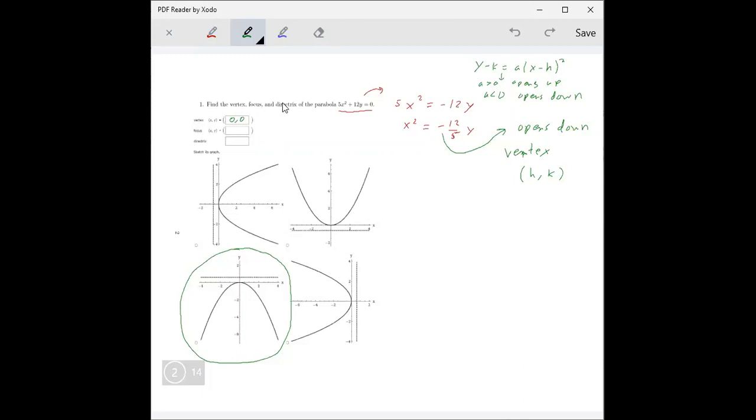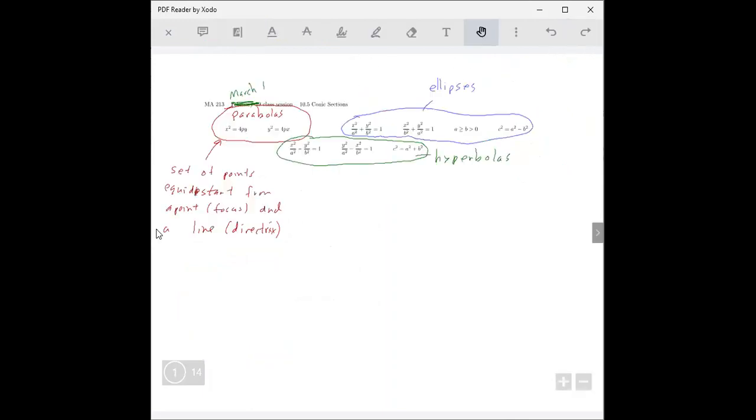Okay, now the focus and the directrix. This kind of form doesn't really give you where the focus is. But the way that I have this p right here is the key to finding the focus and to finding the directrix. So what we need to do is find out what that value p is. And once we find that, I'll show you how to find the focus and the directrix.